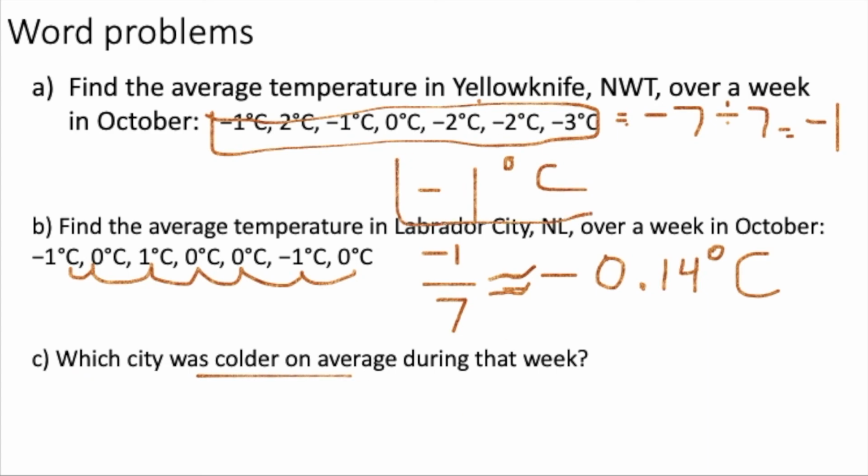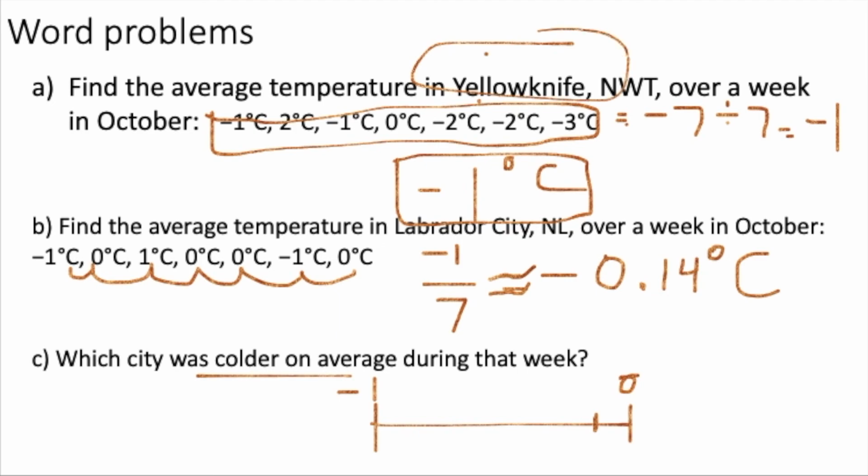And then my next question: which city is on average colder during that week? Well, clearly -1 is further along the number line past 0, so this would be -1, and -0.14 is going to be somewhere in here. So this is obviously Yellowknife is colder. Okay, so you have some problems to work through, and make sure you're coming to the help sessions if you need it.